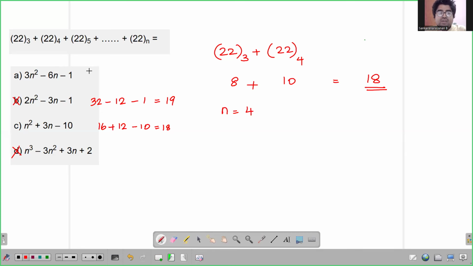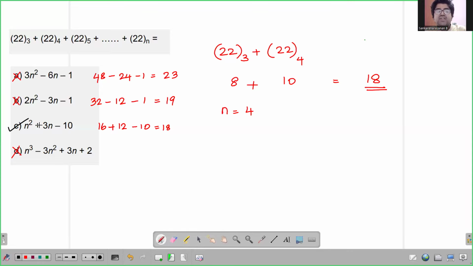Similarly, you can see that 4 square is 16, 16 into 3 is equal to 48, minus 6 4s are 24. So 48 minus 24 is 24, minus 1, it is coming as 23. It's not equal to 18. I can eliminate it. So I can see that option C satisfies when I put the value for n as 3 as well as when I put n as 4.